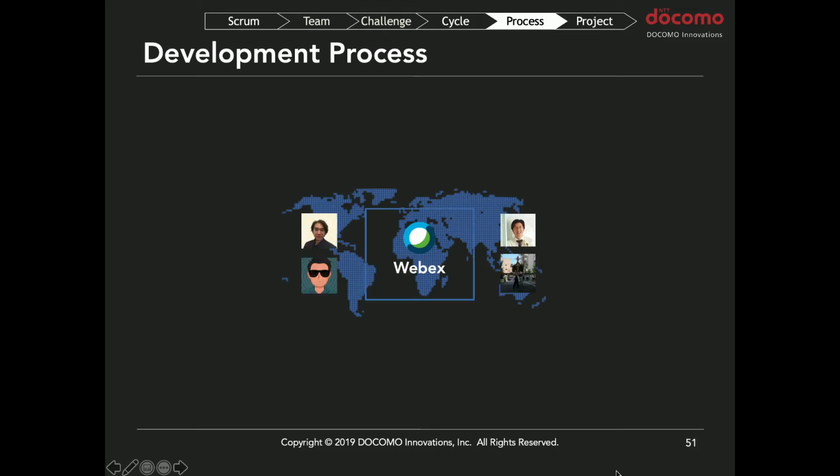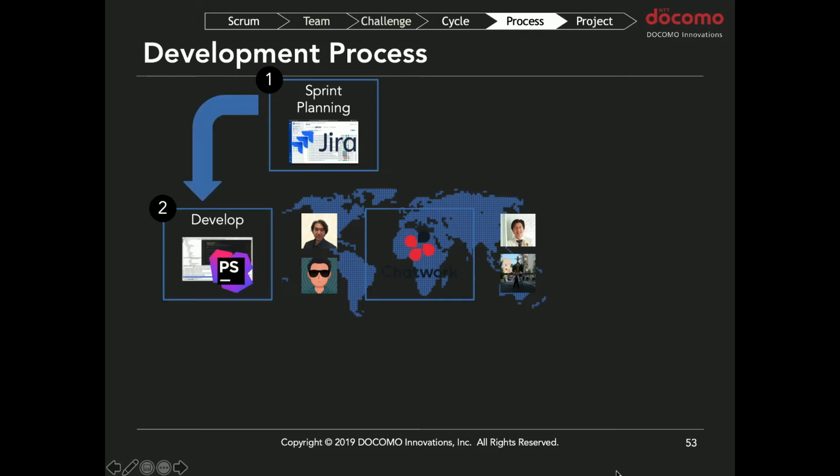So, the development process: we start with the sprint planning meeting on WebEx. We are using WebEx online, and then we share the task management list based on Jira. After we agree on all tasks, what we should do during the 2-week sprint backlog, we start to develop.